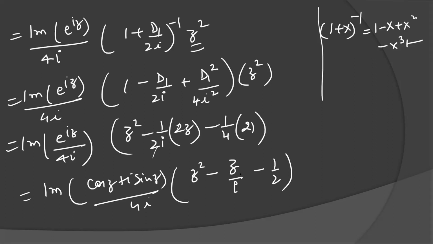Now separate real and imaginary part and collect the imaginary part. You will get the particular integral. I want to tell you a hint here also: 1 upon i you can replace by minus i. Then the problem will look easier.